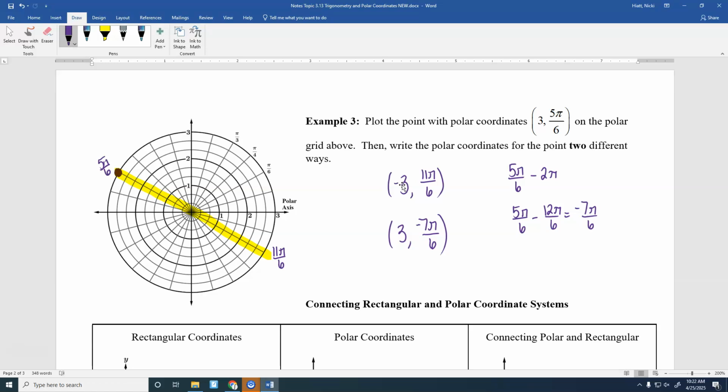There are others here that you could use for sure. Instead of 11 pi over 6, you could use negative pi over 6. They can just go on and on and on. Okay, questions there?